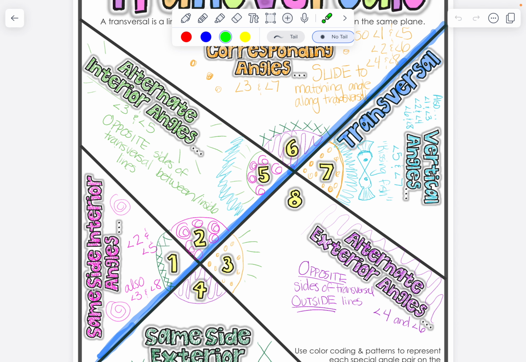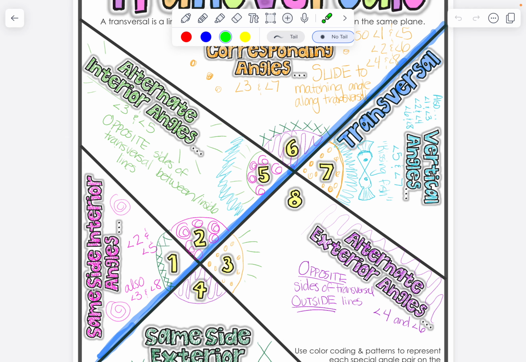Alternate exterior angles. Exterior means outside the lines that are crossed by the transversal, and alternate means opposite sides of the transversal. So examples here would be 4 and 6 would be alternate exterior. They're outside the lines and they're on opposite sides of the transversal. 1 and 7 would also be alternate exterior angles.